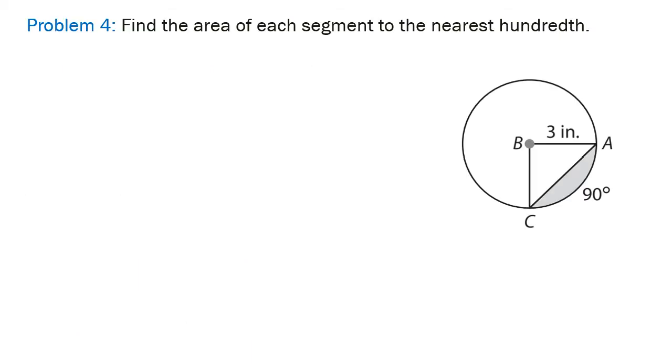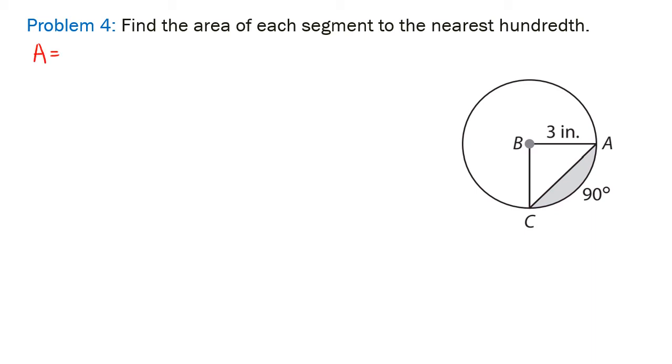All right, so to find the area of the segment to the nearest tenth, you have to do 2 steps. Step 1, we need to find the area of the sector. So we have to find the area as if this entire piece is what we're looking for. Then we have to subtract the triangle section out of it. So step 1 will be to find the area of that entire sector.